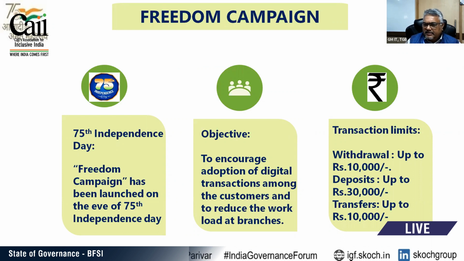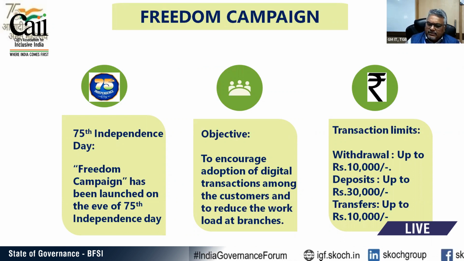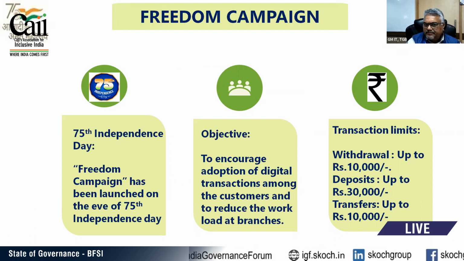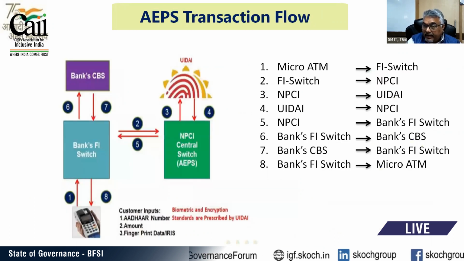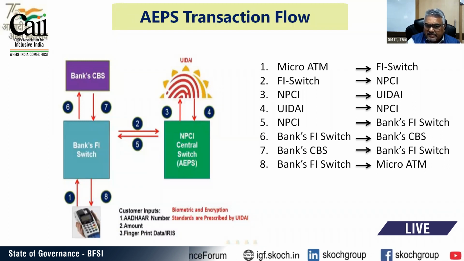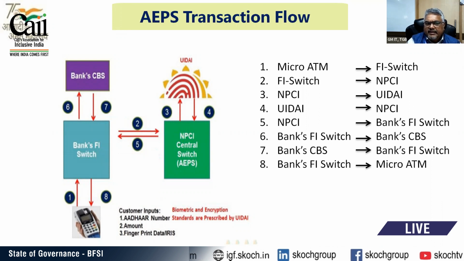The transaction limits are for withdrawal up to 10,000, deposits 30,000, and transfers up to 10,000, sir. So this was available at the branches, sir, in our green channel counters. As we call it at the branches, we provide them with a micro ATM, and this is the flow from which these transactions happen, sir. This is operated by our single vendor operator.